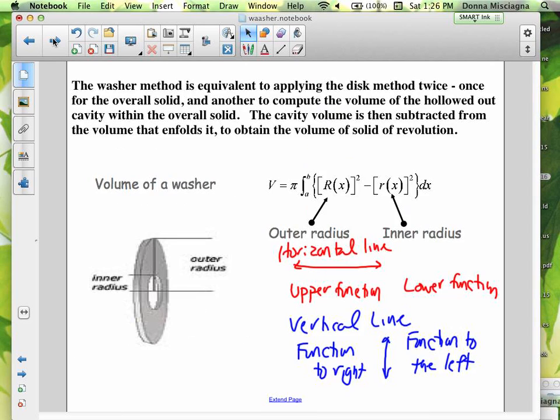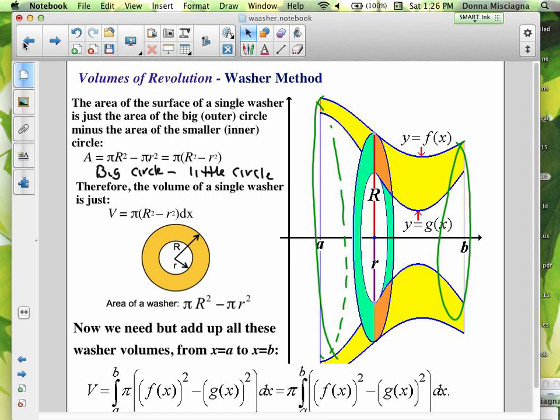Actually, let me go back to my diagram there, so you can see that. f of x is that outer line right here. As it rotates around, ignoring the inside, we get this big circle. Here's g of x. As this rotates around, we get this little circle. And then what we really want is the in-between part. So we want to take the big circle minus the little circle, because all the rest of that is hole.